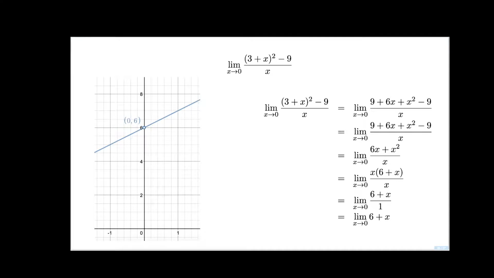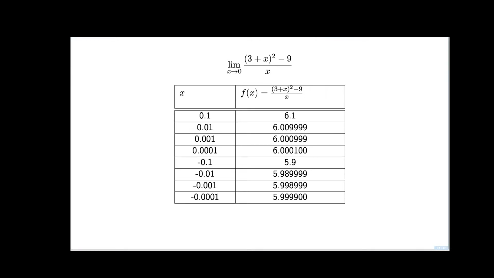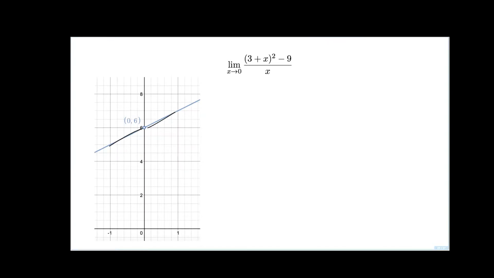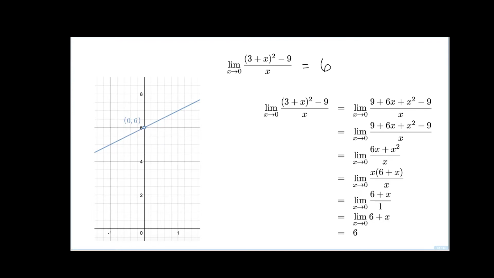And now, just like with our x squared example, we can see that as x gets closer and closer to 0, 6 plus x is just getting closer and closer to 6. So our final answer here is that this limit is equal to 6. And again, we were able to see this numerically by looking at our table of values, graphically by looking at what happens to the graph for values of x close to 0, and ultimately analytically by using our algebraic techniques. In this case, we expanded our numerator and ultimately were able to cancel the x in the denominator.